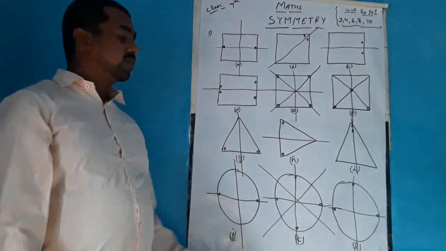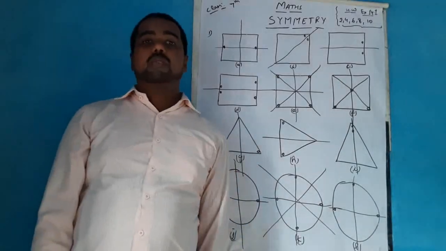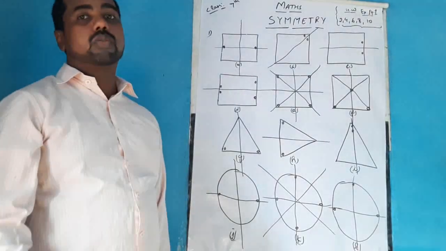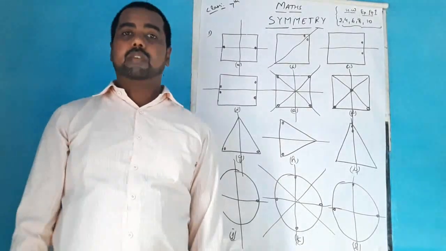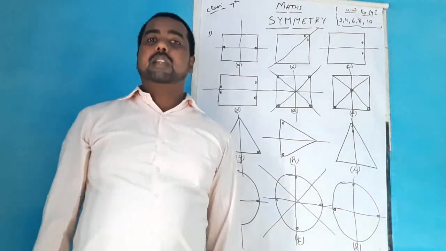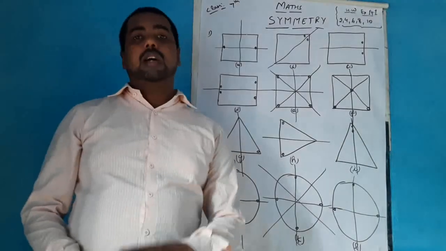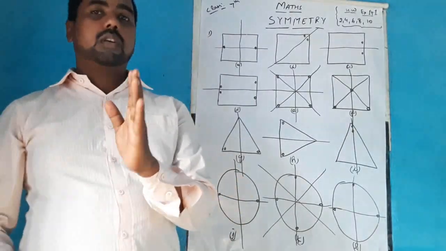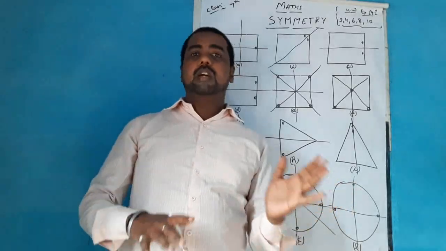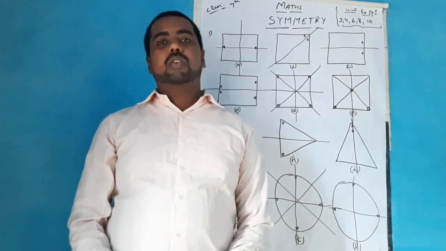So in this question you have seen that for all the 12 figures which are given there, we need to draw a line of symmetry. Same way, in the third question, a line of symmetry is already drawn and the half part of the figure is there. You have to complete the figure for question number 3.